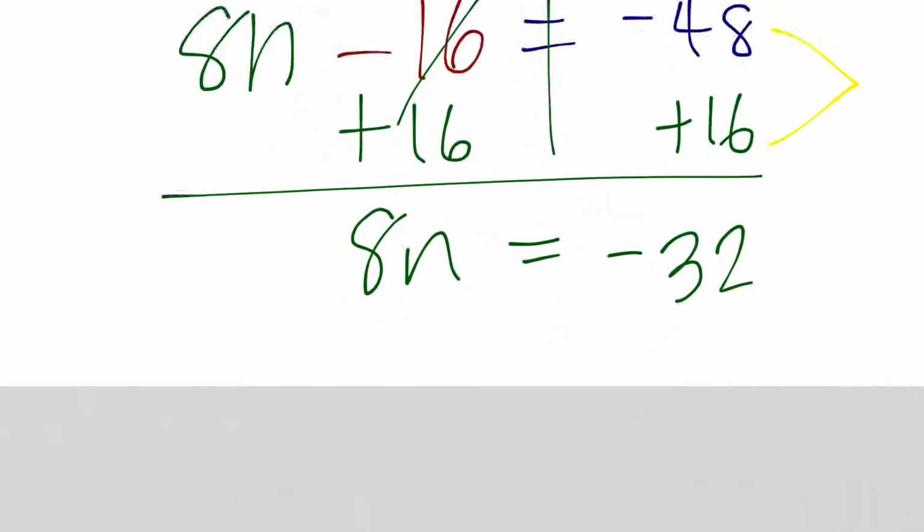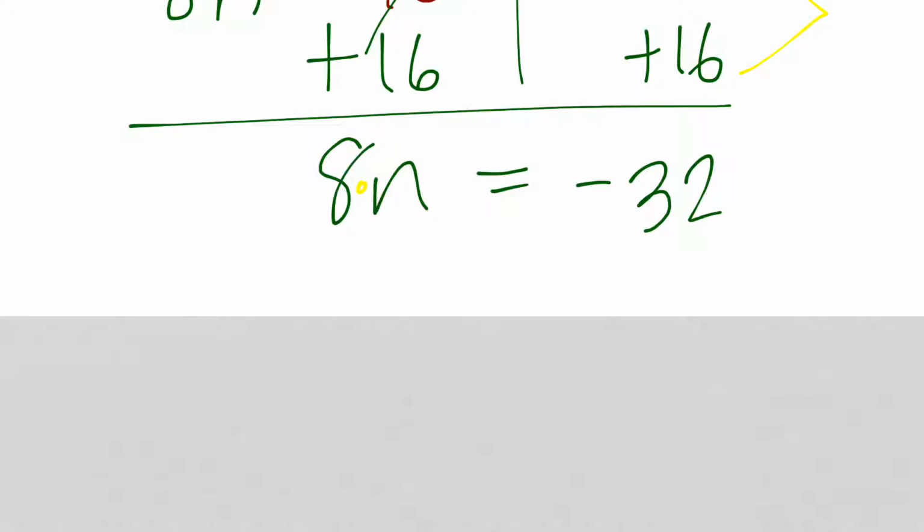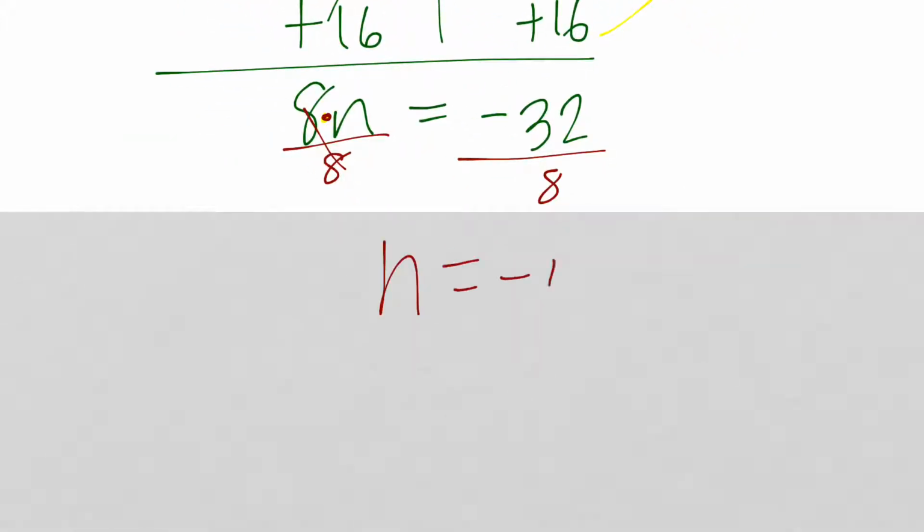So now I'm going to divide both sides by 8 because the opposite of multiplication is division. So when I divide both sides by 8, I get n equals negative 4.